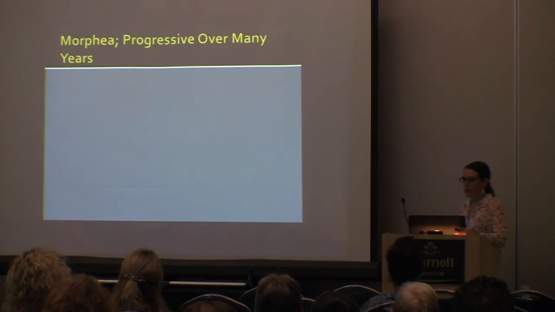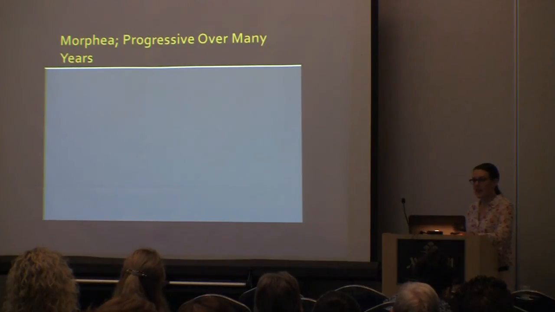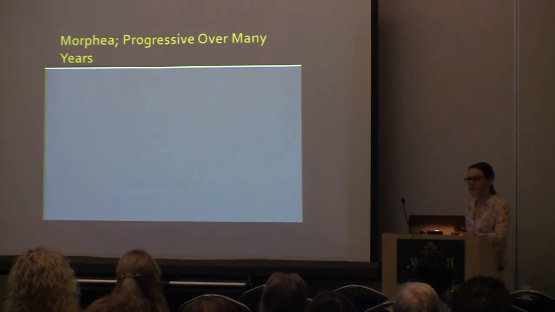One thing that we've reported now 2 or 3 times in the literature in different forms is that for some people, morphea can be progressive over many years. And what that means is they can have periods of activity where they have new or expanding lesions. They can be treated or sometimes even not treated and the lesions become inactive, but then at some point down the road, they have a new episode of activity.